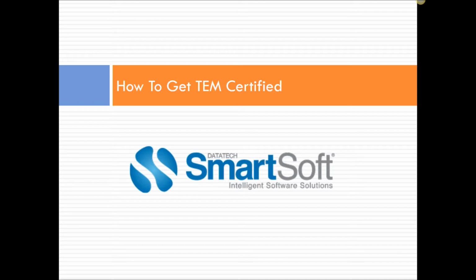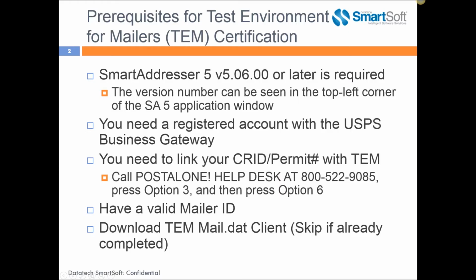Today I am going to go over how to process a list through SmartAddresser 5, validate and upload it to the TEM environment, and get approved to do full service mailings with the United States Postal Service. To get started, you will need to do the following. These are our prerequisites for the test environment for mailers, or the TEM certification.